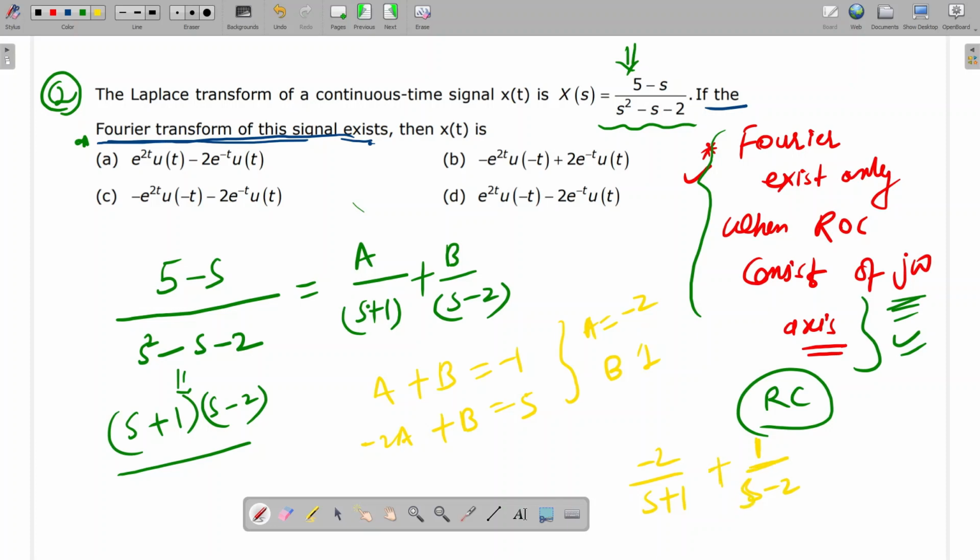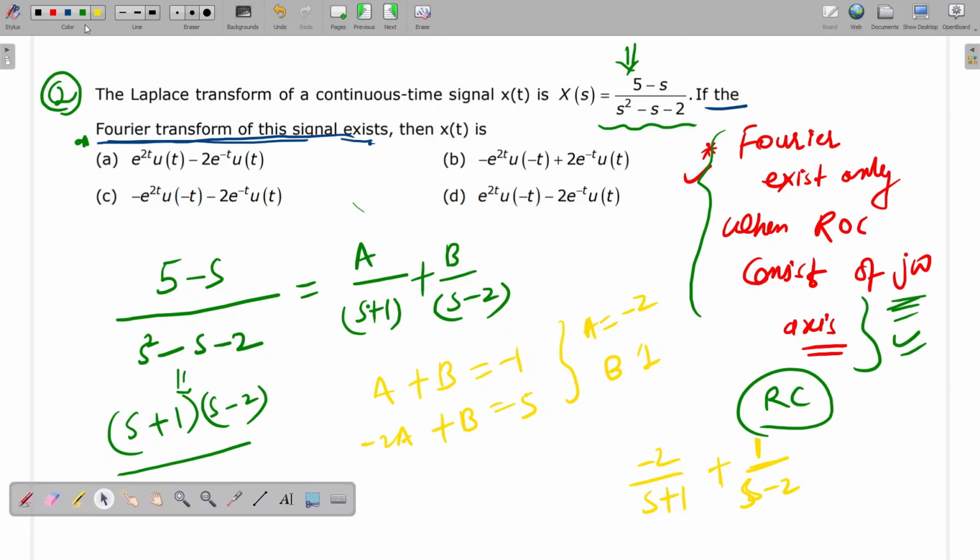Is it correct? What should be our ROC here? Can anyone tell? One pole is at minus 1, and one pole is at 2. What should be the region of convergence? What about the zero? The zero we are neglecting, no need to consider. Just the poles we will consider. ROC is talked about only in terms of poles.